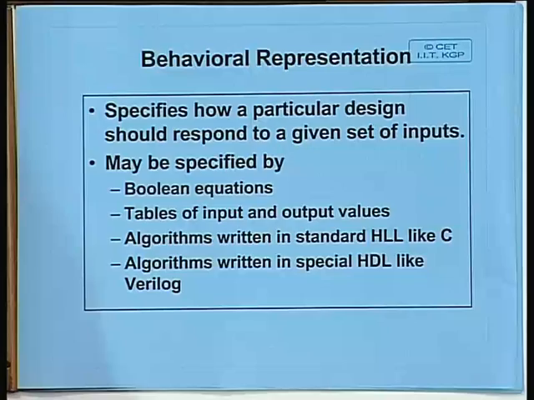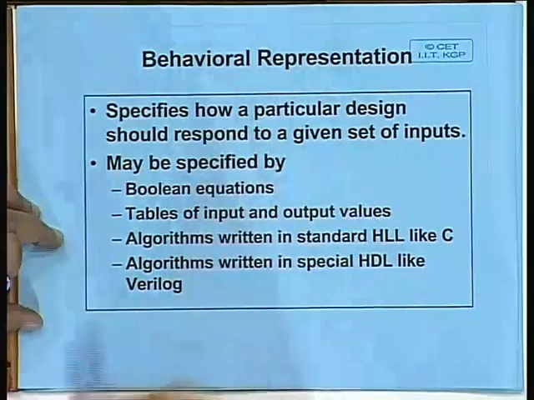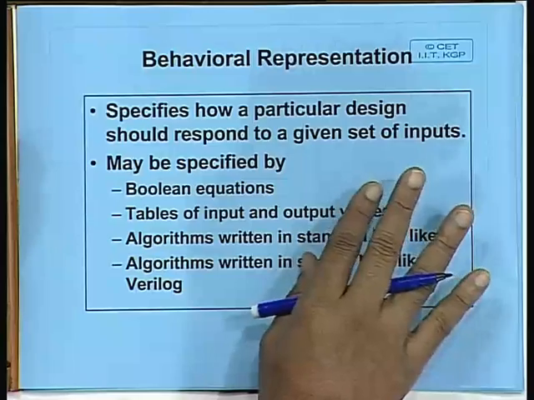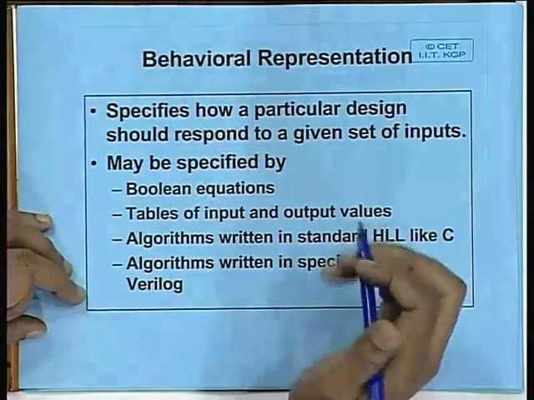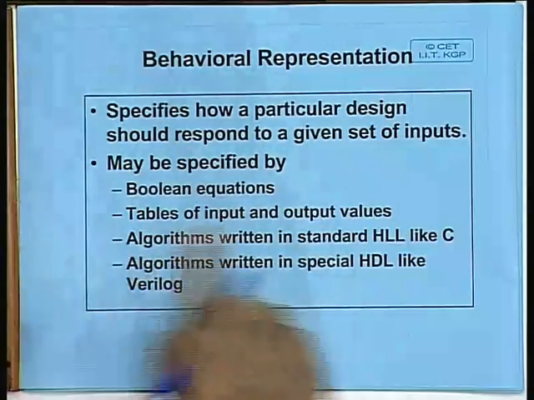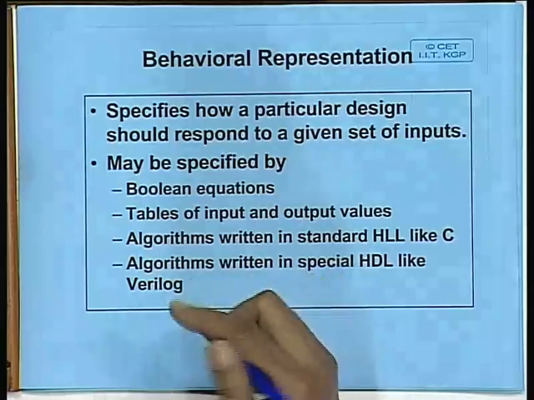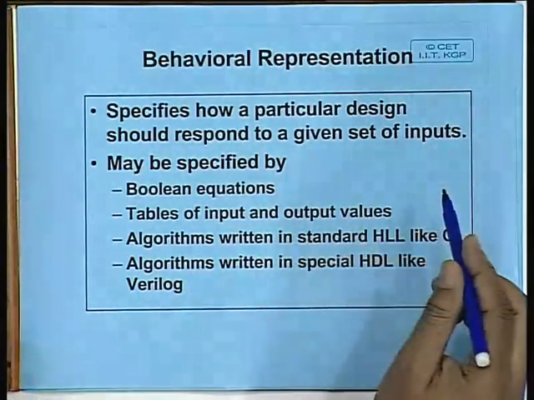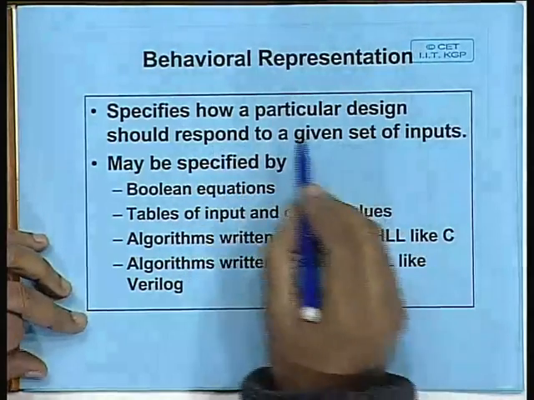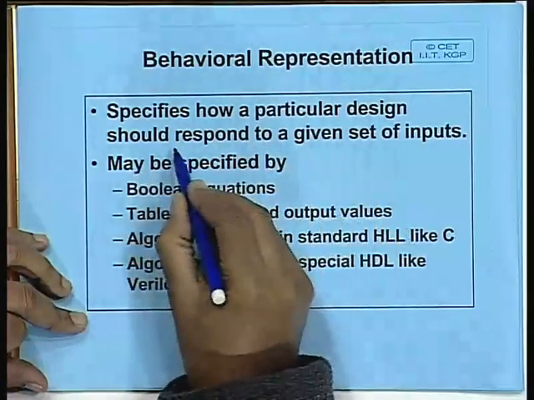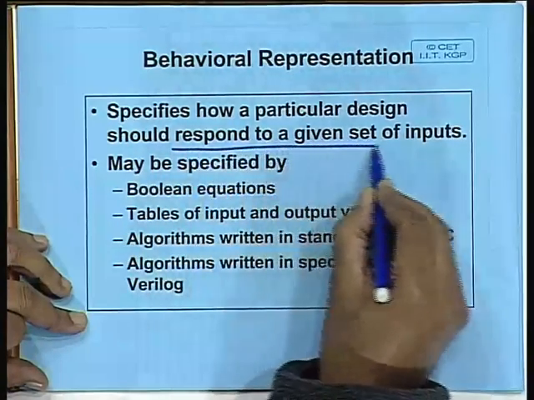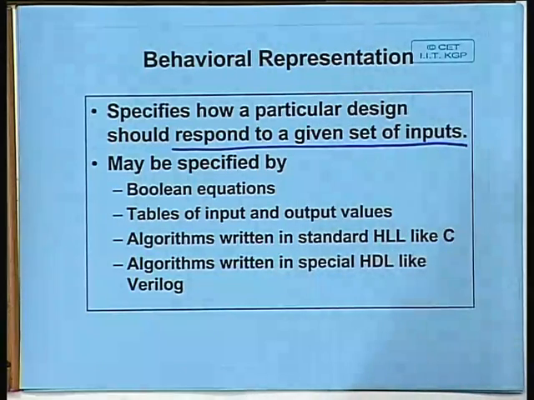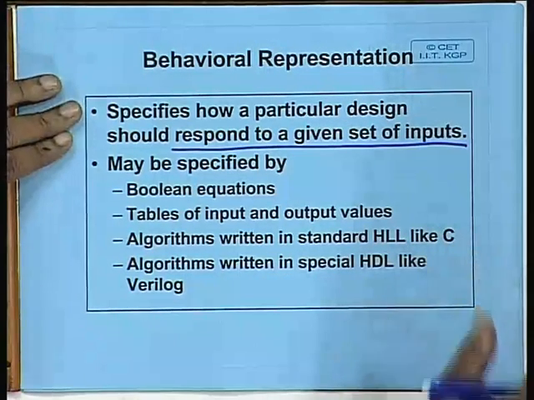Now, as I said, in the behavioral representation, we are not specifying any details of the implementation. We are just specifying the input output behavior of the system. That may be in the form of an algorithm, a truth table, or some Boolean expression. So, it specifies how the design should respond to a given set of inputs. If I give some input, what is the expected output? That is the behavior, right.